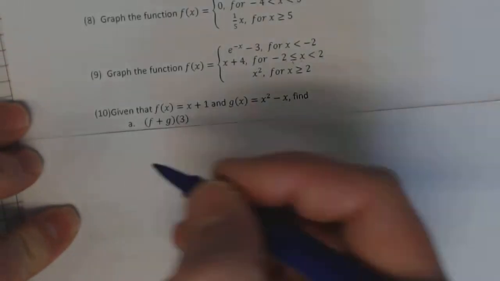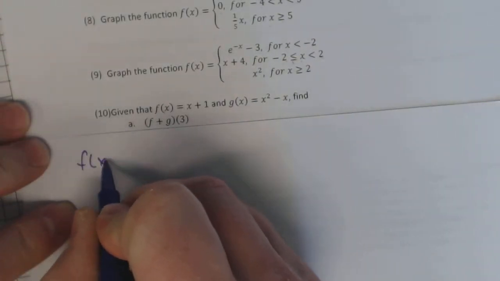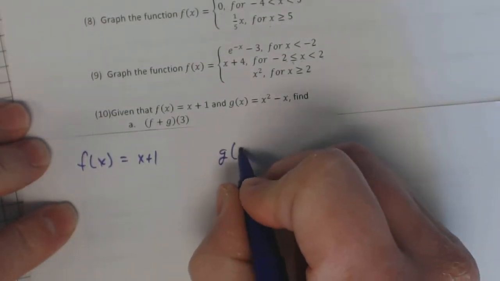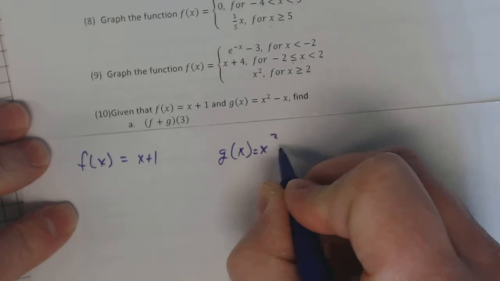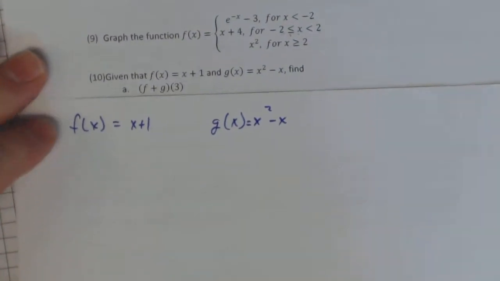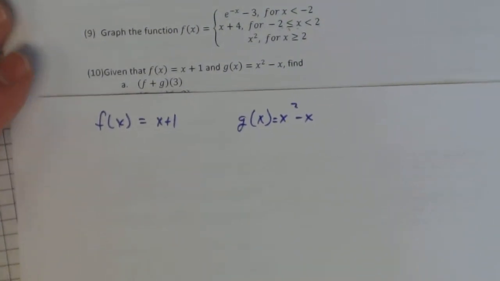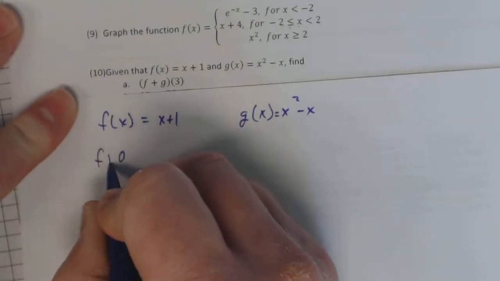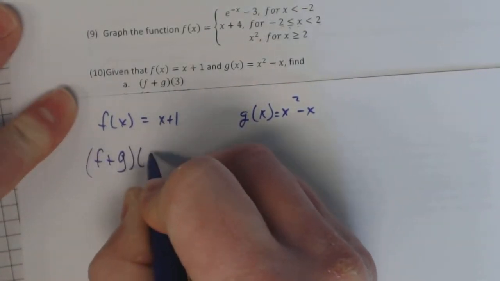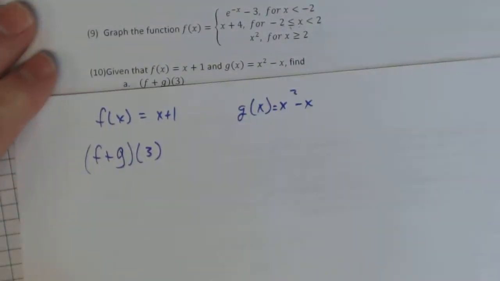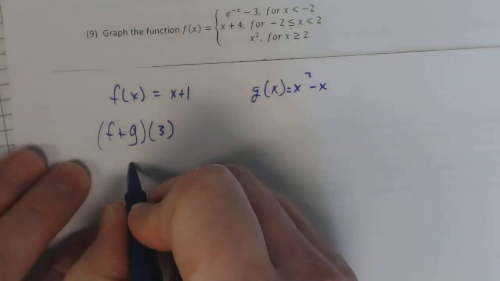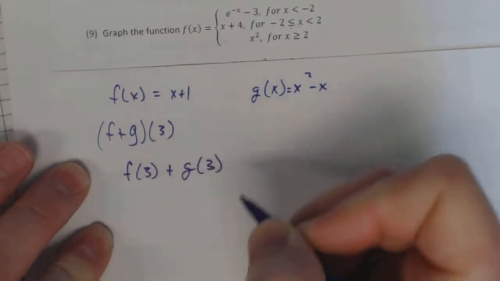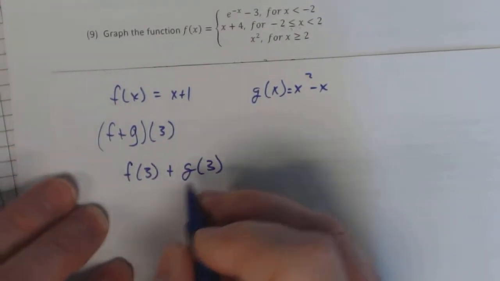Number 10. You're given a function f of x is x plus 1, and g of x is x squared minus x. We want to find the following things using those functions. So first off, let's find f plus g of 3. That's the same as saying f of 3 plus g of 3. So I'm going to plug 3 into both these functions, and then I'm going to add them together.